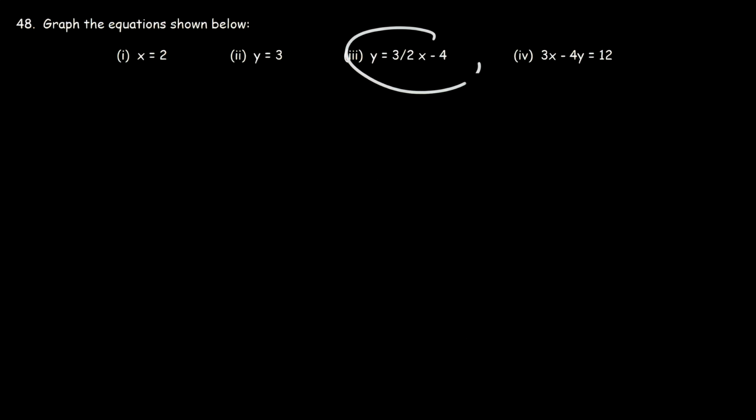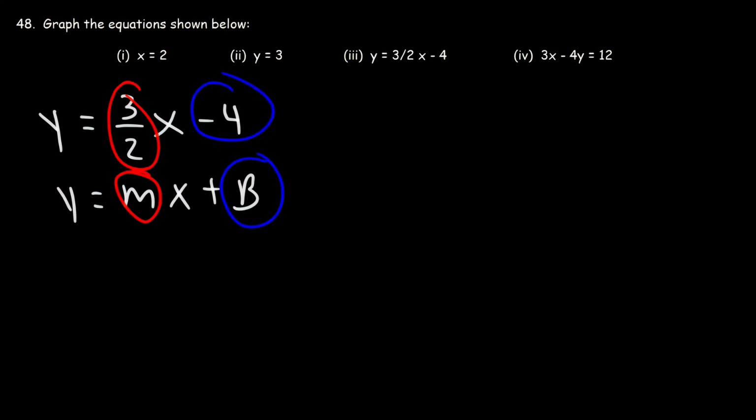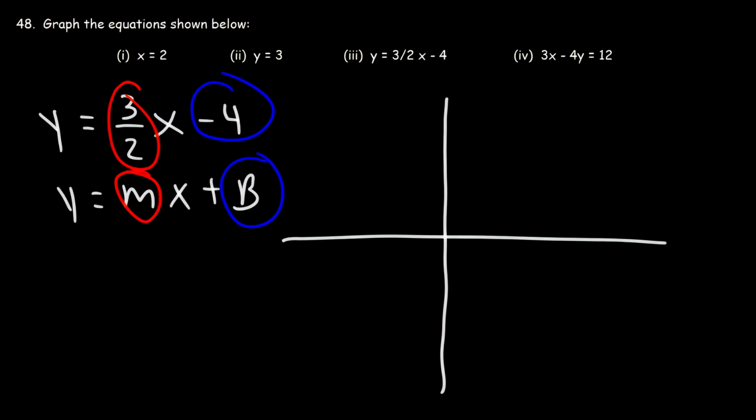Now, what about number 3? So for this one, we have a linear equation in slope-intercept form. So it's y is equal to 3 over 2x minus 4. What is the slope and the y-intercept given this equation? Now this is in the form y is equal to mx plus b. So m is the slope, which is 3 over 2. The y-intercept, that's your b value, that's negative 4. So let's go ahead and graph this function.